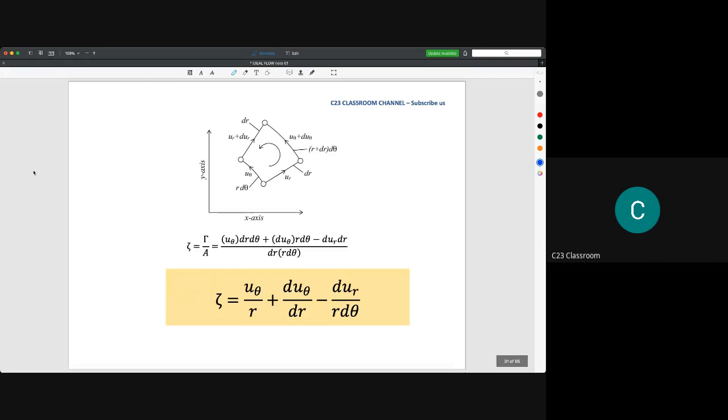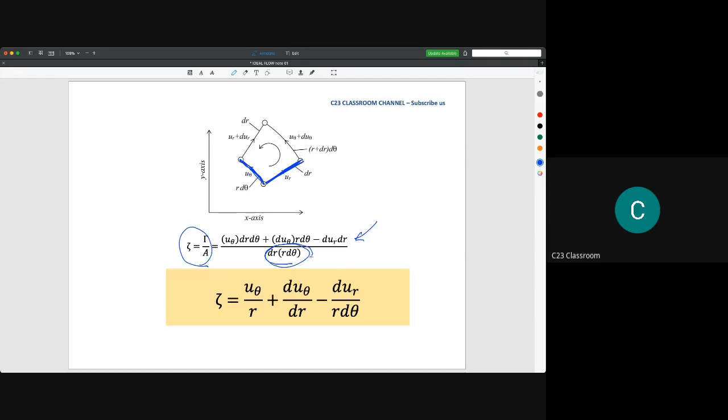And then to calculate the zeta, we use the same idea, which is the circulation divided by the area. This is the circulation that we calculated previously, and it is okay for us to simplify our calculation of area here by r dr times r d theta. r d theta means the distance of this side, and dr means the distance of this side. We assume that the area here is very, very small, so it is acceptable for us to calculate the value of area here as dr times r d theta.